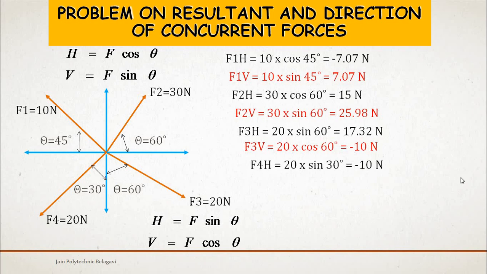Force 4 is again the same. For the horizontal component, it is F sin theta, 20 into sin 30. Again it is a minus sign because the horizontal component is acting in the left direction, right? So it is minus 10. The vertical component will again be minus because it is acting in the downward direction, 20 into cos theta. You can see V is equal to F cos theta, so 20 into cos 30.